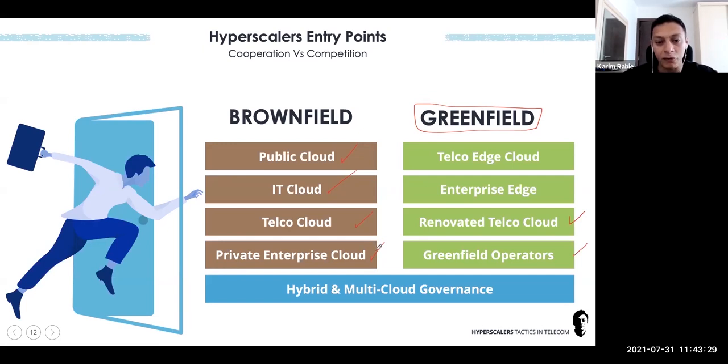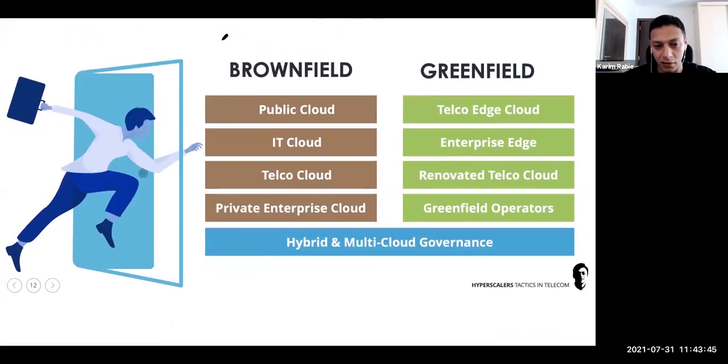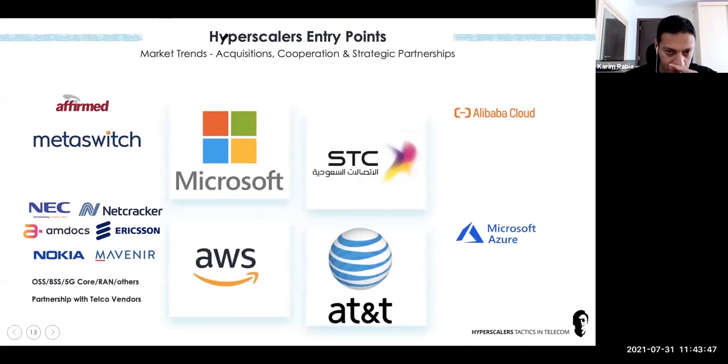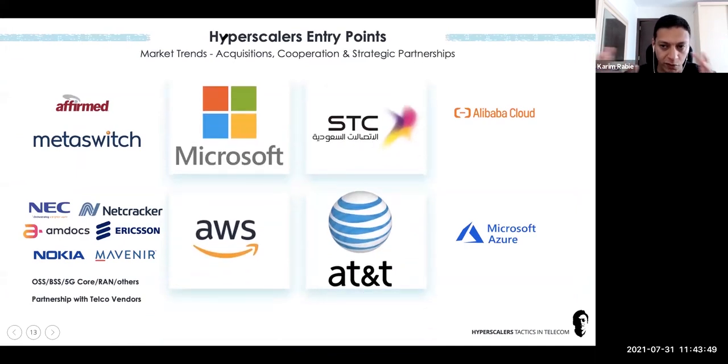Okay, but even in greenfield, Rakuten seemed to have chosen a CapEx model, while Dish seems more like an OpEx model. Is this roughly right? That's a very good question. I will also mention Rakuten in the next slide. So the next slide is, I would say, some feeds from the market: what's happening, entry points in terms of market movements. There are some acquisitions, cooperation, and strategic partnerships.